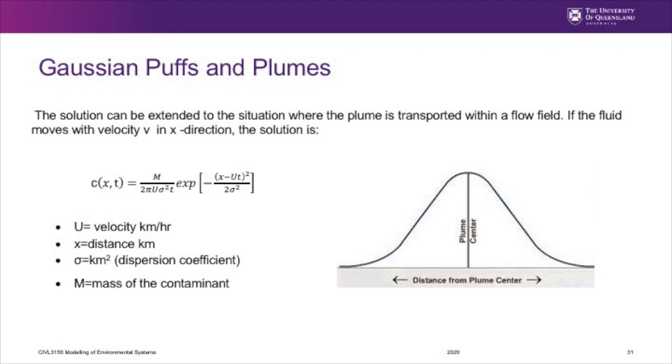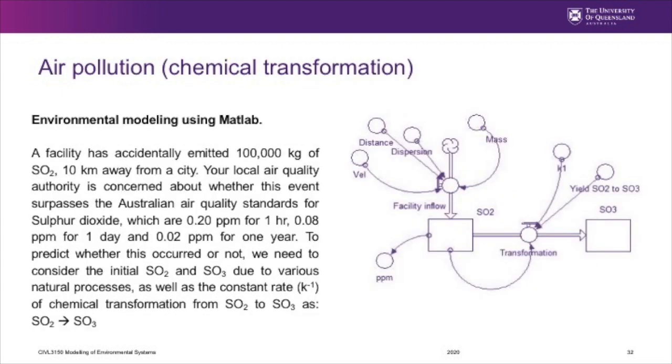This is also another way of looking at this Gaussian equation, and this equation is in terms of concentration. So the solution can be extended to the situation where the plume is transported within a flow field, and if the fluid moves with velocity v in the x direction, this is the solution. So it means that we already have a solution for our term, and then we can now deal with an ordinary differential equation.